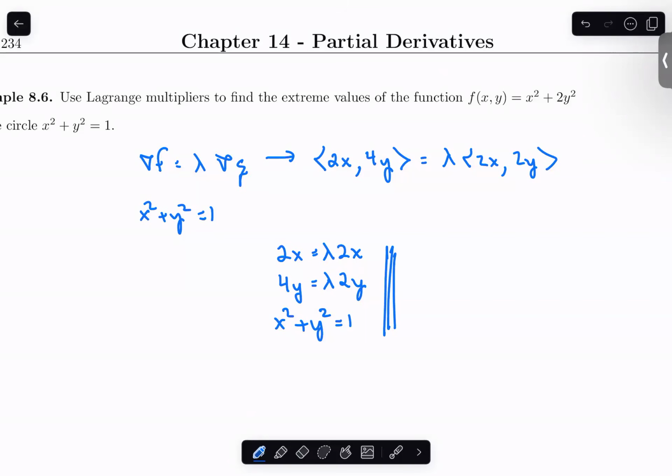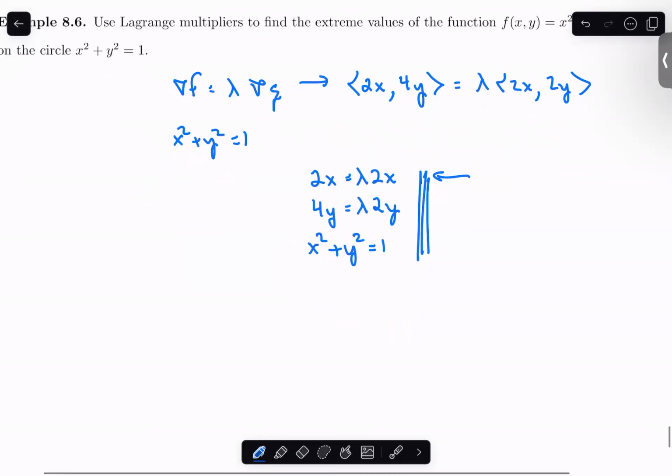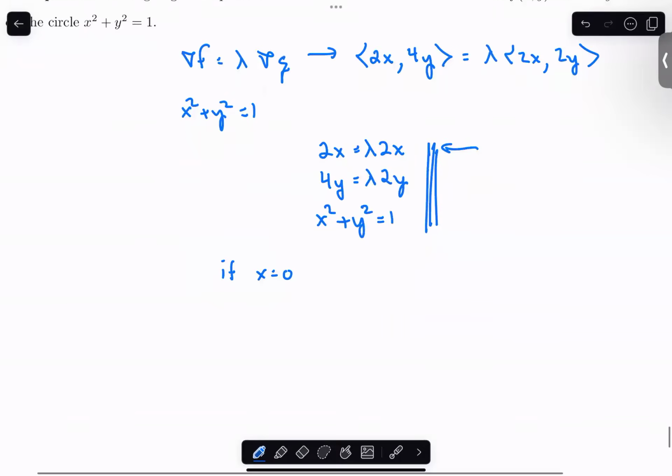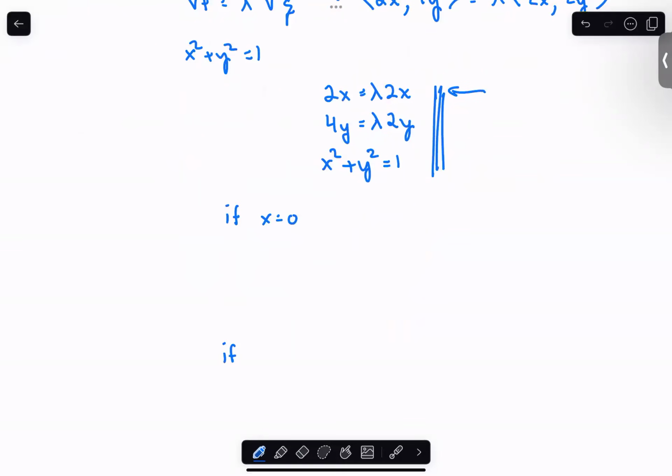Well, quite similar to our last problem, I see this setup where I'm immediately tempted to cancel out x, right? And you can cancel an x so long as it's not 0. So I'd like to start off by making some cases. What happens if x is equal to 0? And then what happens if x is not equal to 0? Because again, I want to cancel that x, but I can't do that all the time, right?